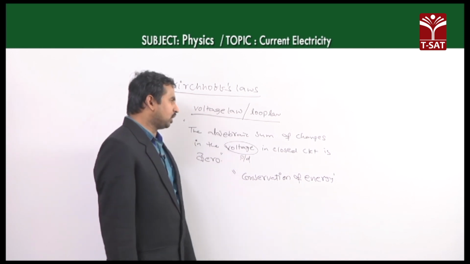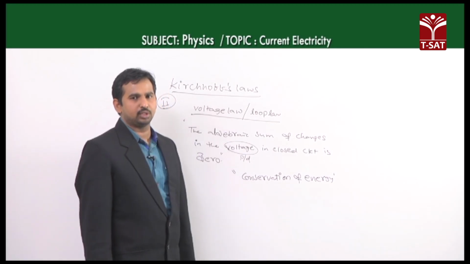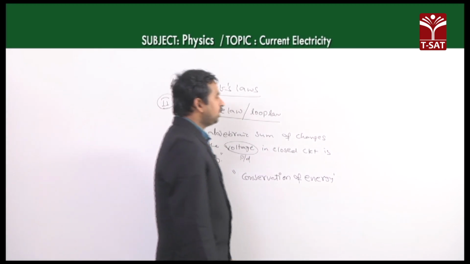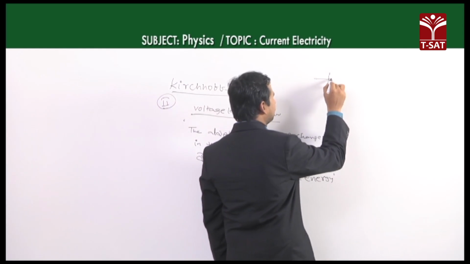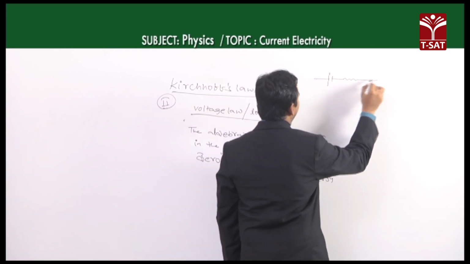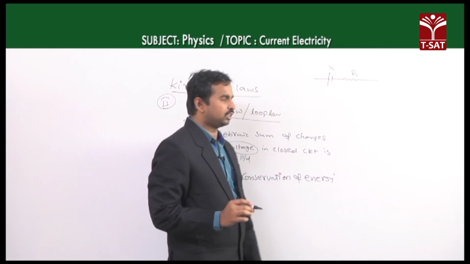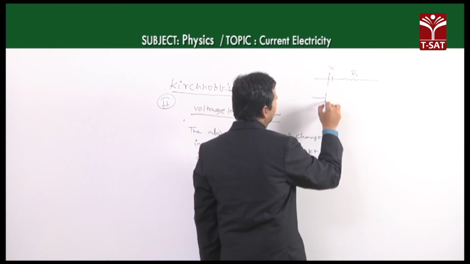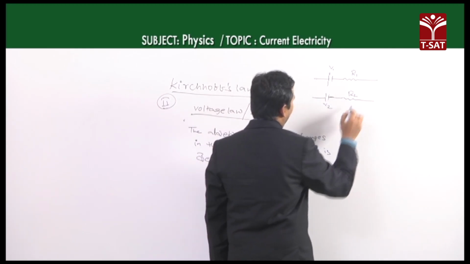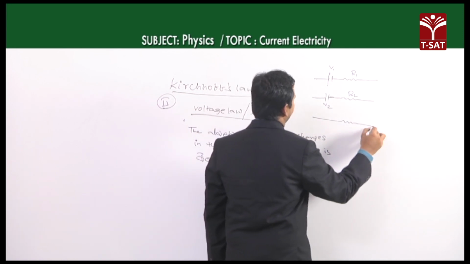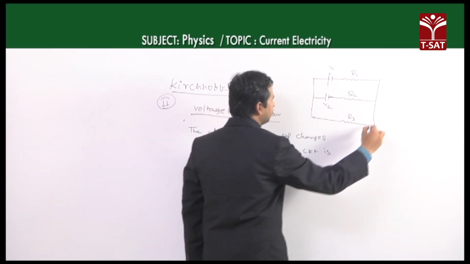What do we mean by this algebraic sum of changes in the potential difference? By taking an example, we can see the statement again. Now we are taking a small circuit with 3 resistances. This is R1 connected to a potential V1, which is the battery, and next we take one more, V2, with resistances R1 and R2, and another resistance R3. Like this we take a small simple circuit.